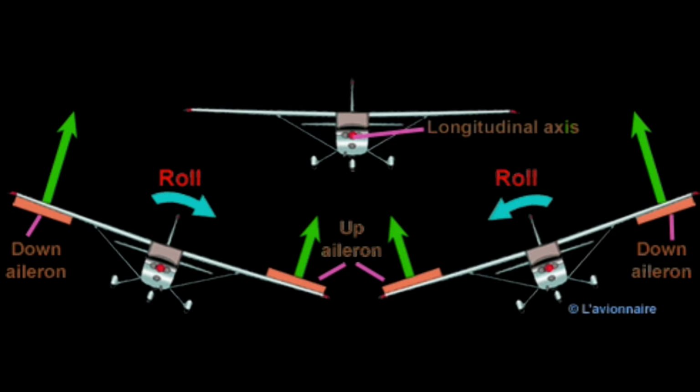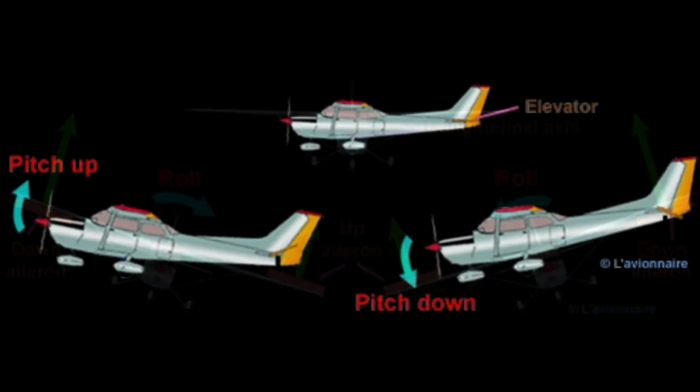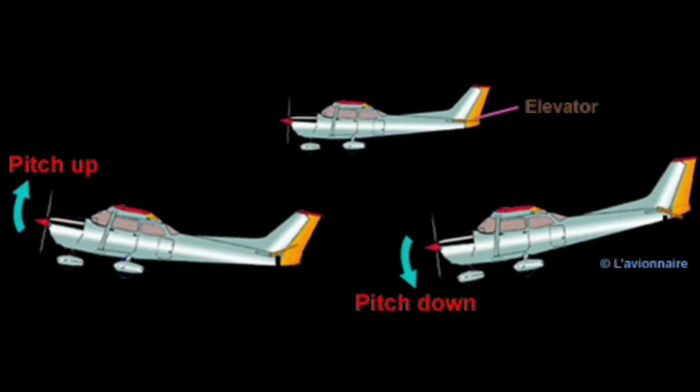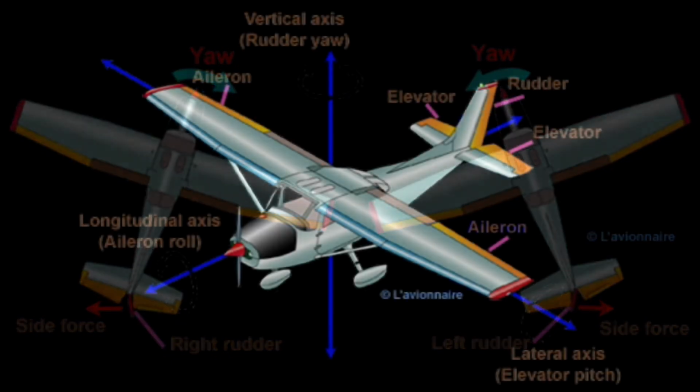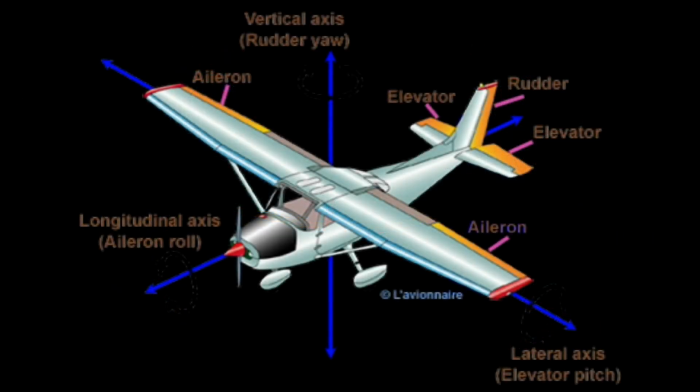Thus, the motion about the airplane's longitudinal axis is called roll. Motion about its lateral axis is referred to as pitch. Finally, an airplane moves about its vertical axis in a motion which is termed yaw, that is a horizontal movement of the airplane's nose. The three motions of airplanes, roll, pitch, and yaw, are controlled by three control surfaces. Roll is controlled by the ailerons, pitch is controlled by the elevators, and yaw is controlled by the rudder.